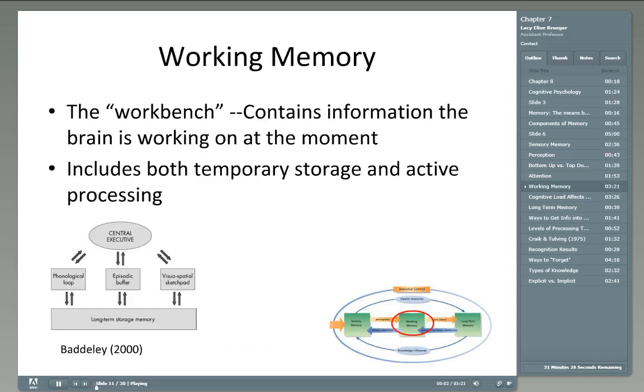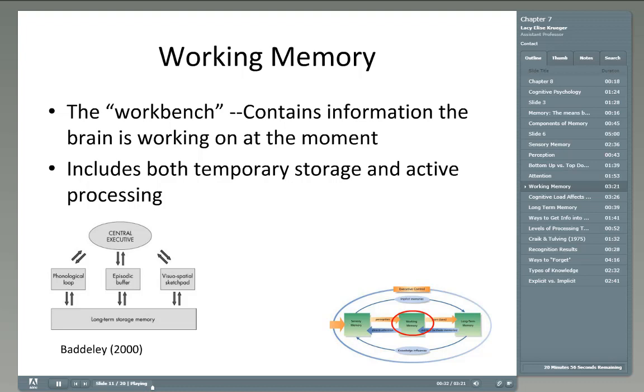We'll also talk about working memory, and this is the workbench, or the information that the brain is working on currently at the moment, and it includes both temporary storage and active processing. Baddeley's working memory model is the one that people refer to, and this is comprised of the central executive and 3 systems that interact with the long-term memory store.